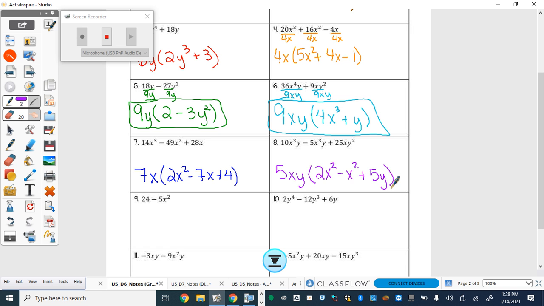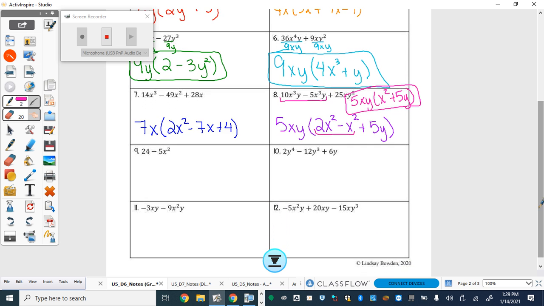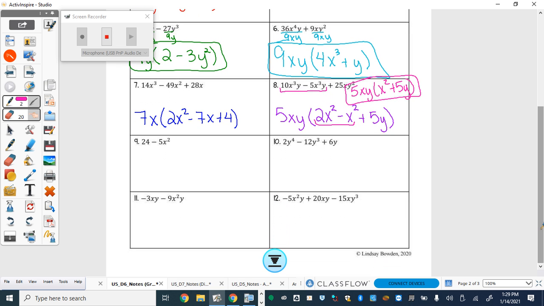There's a problem with this one. This one's not actually my final answer. Does anybody notice what happened? I have some like terms in here, so I got to combine those. So 5xy and then x squared plus 5y. That would be our final answer. You always got to combine your like terms. I missed them up here. And you know, like terms need to be combined. We'll have to look out for that.